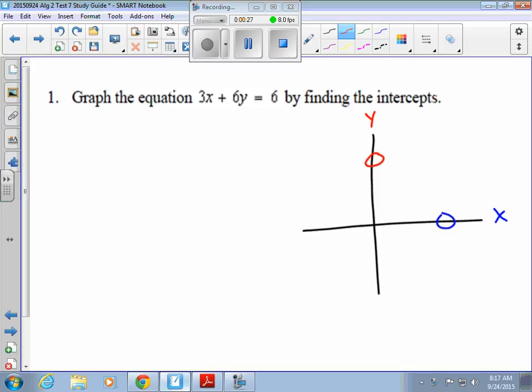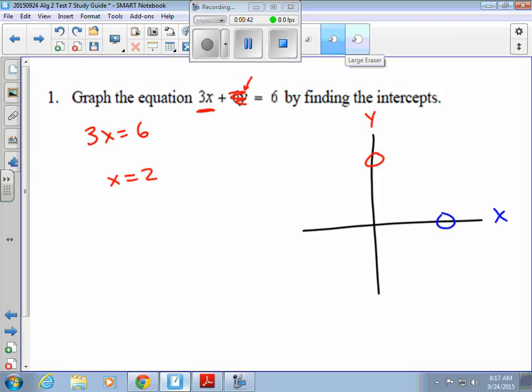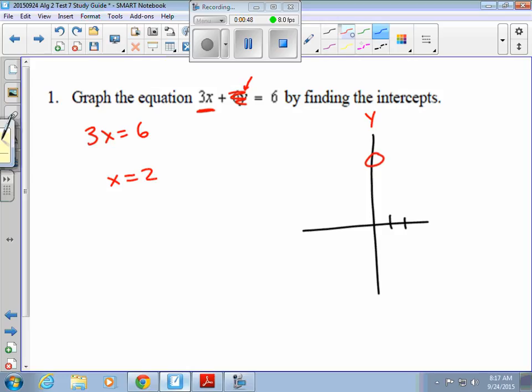3x plus 6y equals 6. If I want to find the x-intercept, I plug in 0 for y. So that gives me 6 times 0, which eliminates that part of the problem. So 3x is equal to 6. When you divide by 3, the x-intercept is 2. I did this one in blue, but the x-intercept is at (2, 0). So right there is where it's going to go through.